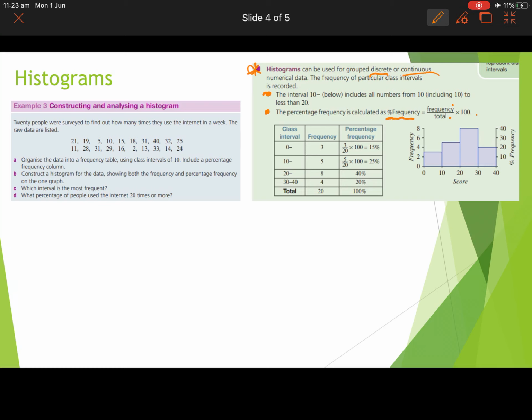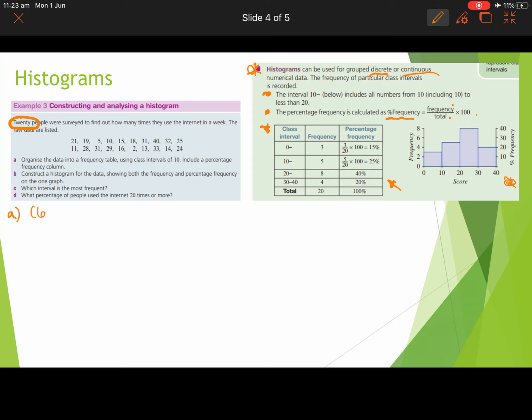So yeah, over here, this is a histogram, okay, this one. And this is our frequency table for this. So let's construct one. Let's look at this example 3. So again, we've got 20 people, so that's important information. They've been surveyed and we've found out how many times they use the internet a week. These are the numbers here. A says, organise the data into a frequency table using class intervals of 10. Include a percentage frequency column. So we're going to do a table like this one over here.